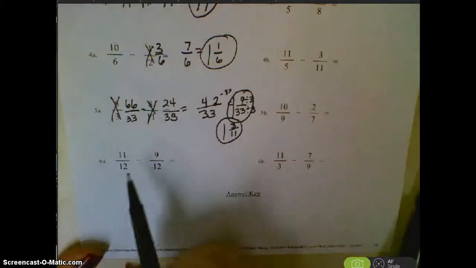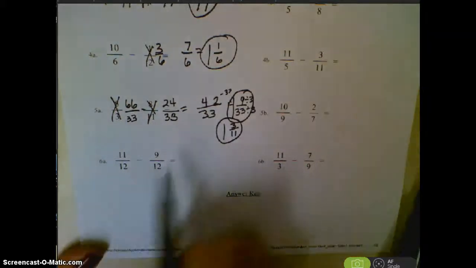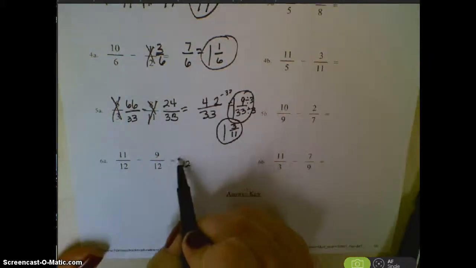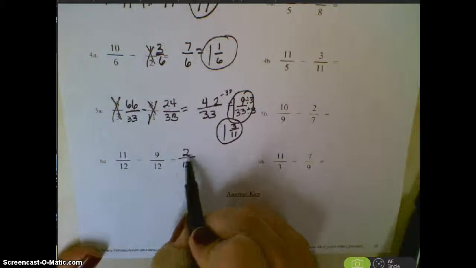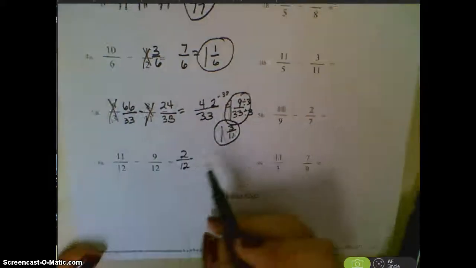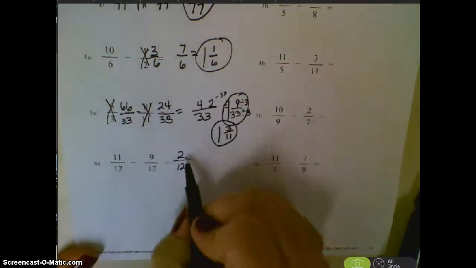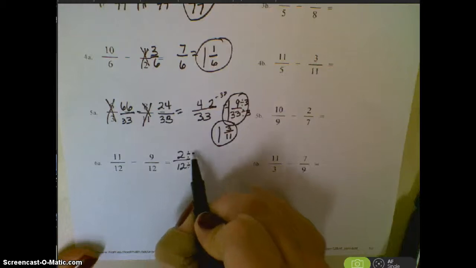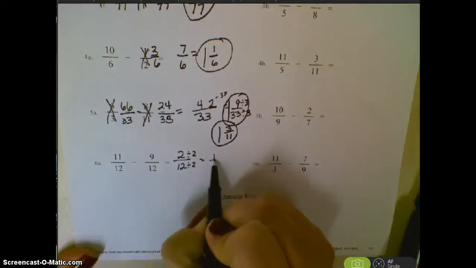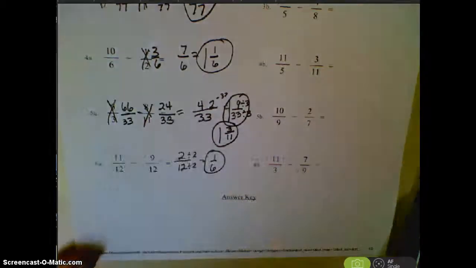1 and 3/11 for that one. This one, they're already common, so we keep our denominator of 12. And we get 2/12. We shouldn't leave it like that, because now we know we can divide by 2 over 2 and get 1/6 for a proper fraction.